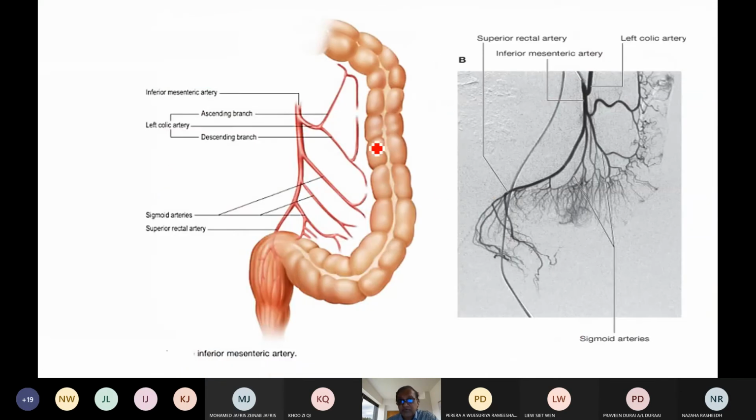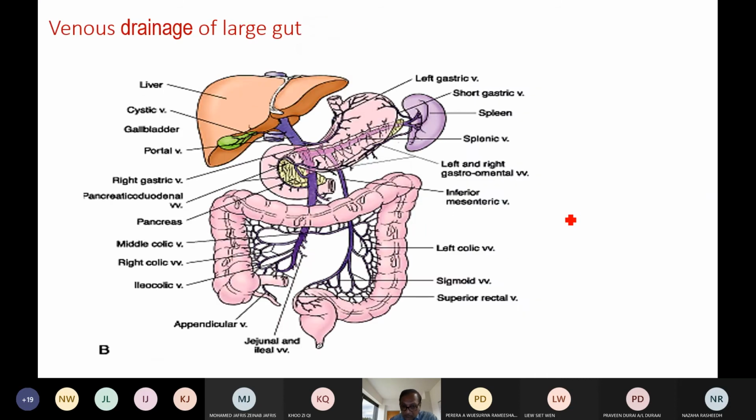So this is the inferior mesenteric artery. The inferior mesenteric artery gives here the left colic, sigmoid, and superior rectal branches, and arteriography also shows the same branches: left colic, sigmoidal, and superior rectal. Now, coming to venous drainage, it is somewhat different.